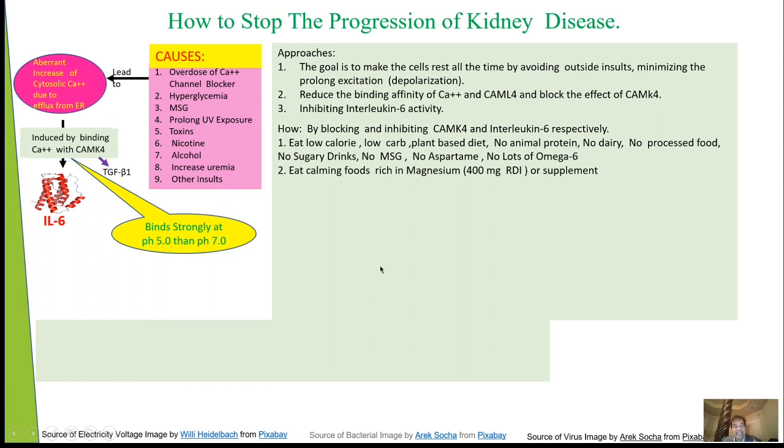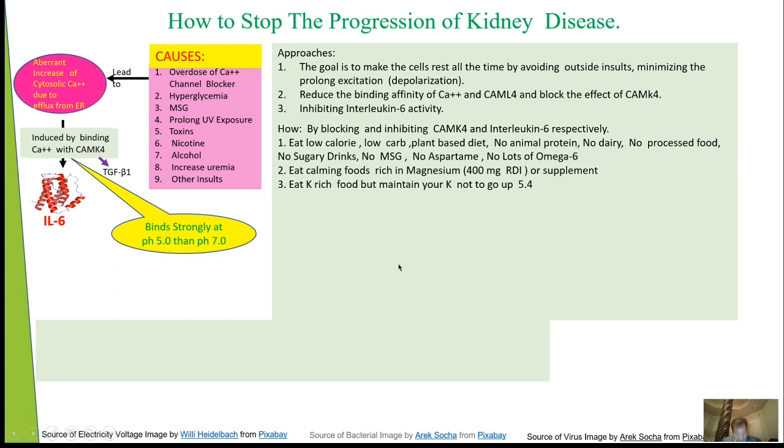So next, eat calming foods that are rich in magnesium, because remember, magnesium can regulate the sodium and calcium. It is a calcium antagonist. It has a calming effect. Next, eat foods rich in potassium.